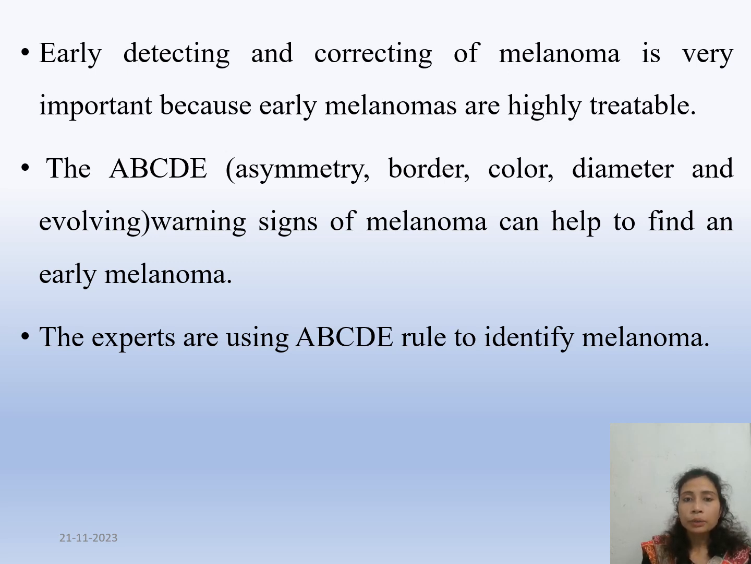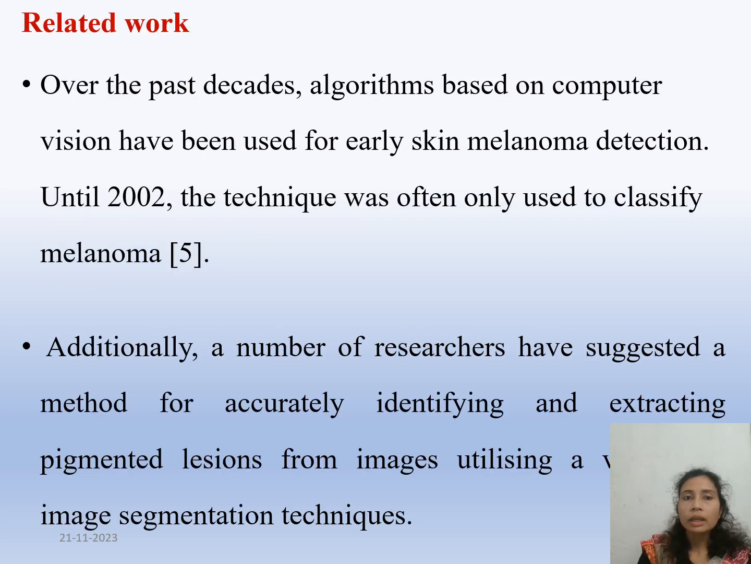The ABCD rule is highly preferable for the detection of melanoma. A stands for asymmetry, B stands for border, C stands for color, D stands for diameter, and E stands for evolving. These are the warning signs of melanoma, and by identifying these signs, we can easily identify whether the cell is melanoma or not.